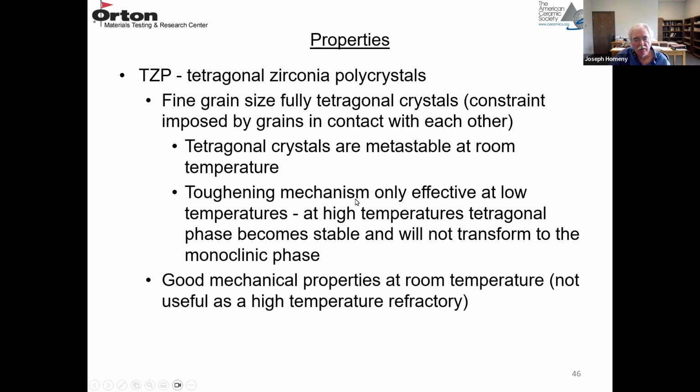Unfortunately, the toughening mechanism, the transformation that takes place, is only effective at low temperatures because at high temperatures the tetragonal phase is stable and it's not going to transform to monoclinic. So this has really high strength and high fracture toughness, very good mechanical properties at low temperatures, like room temperature. But when you get up to high temperatures, the transformation won't take place. So it's not really that useful as a high temperature refractory.